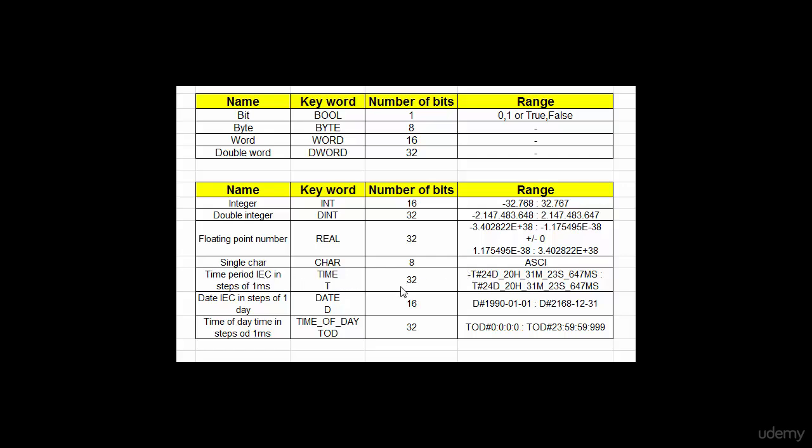Time period, as you can see here, also needs 32 bits and has a range like here. Date needs 16 bits, and time of day, with a resolution of 1 millisecond, also needs 32 bits. Now I will show you in the program how it looks exactly.